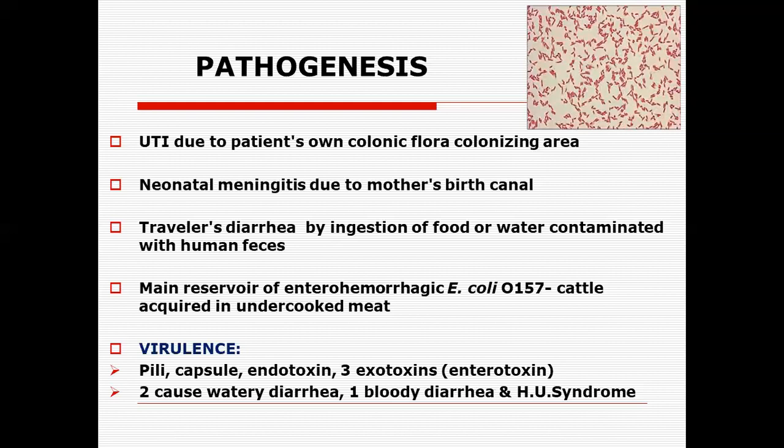Two of the exotoxins, which are enterotoxins, cause watery diarrhea, and one of them causes bloody diarrhea, which is what we call hemolytic uremic syndrome. So remember that hemolytic uremic syndrome is caused by enterohemorrhagic Escherichia coli O157, and the reservoir for this organism is the undercooked meat of cattle. Very important organism or strain, and you will definitely get one of the MCQs.